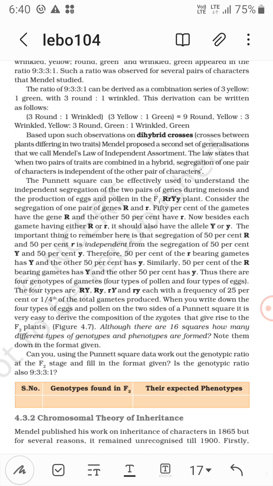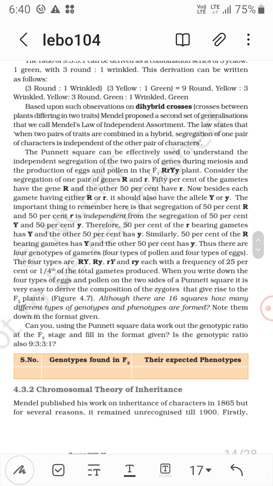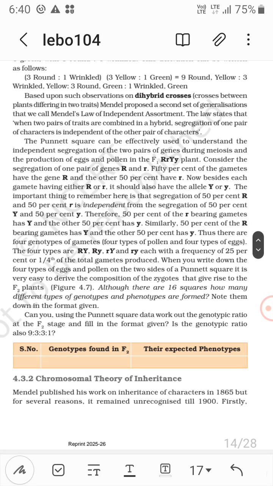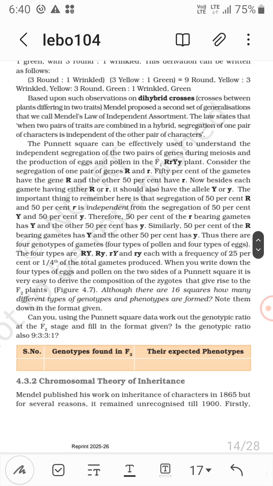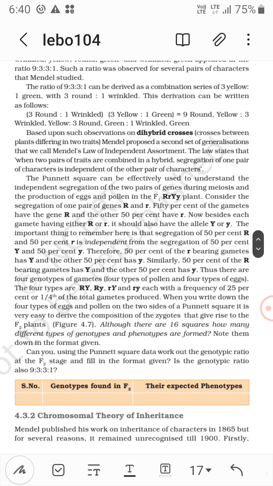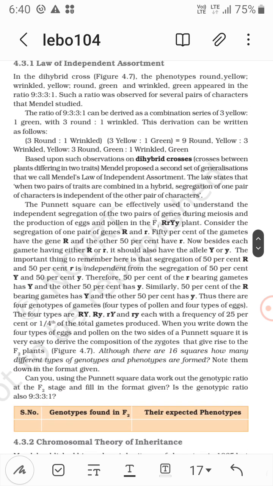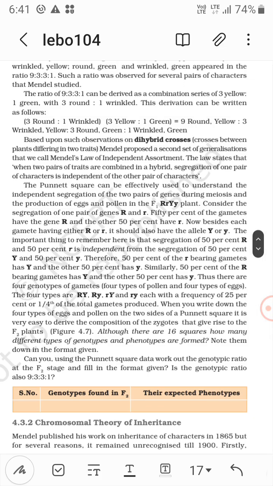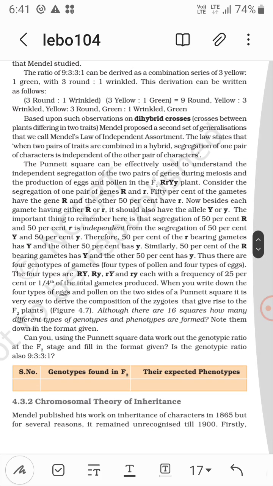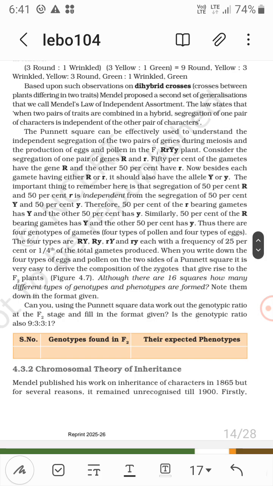So you can see there is simply a monohybrid cross. Okay, now so when two pairs of traits are combined in a hybrid, segregation of one pair of characters is independent of the other pair of characters, right? So Punnett square, you see.